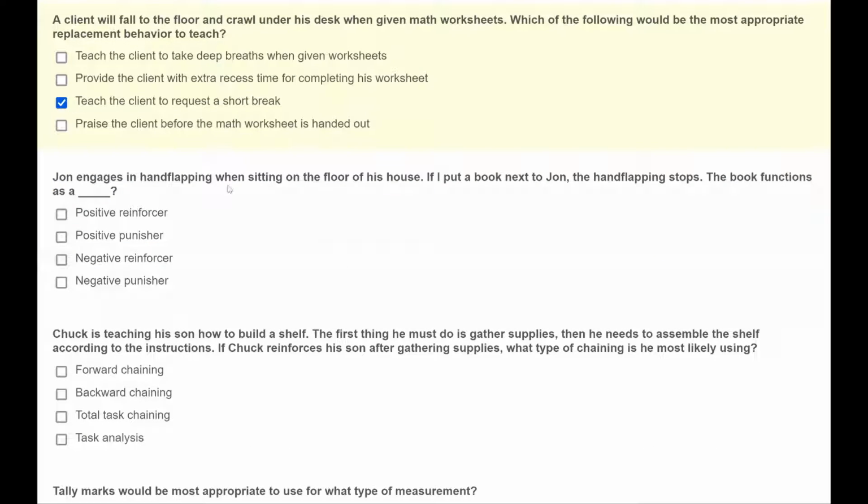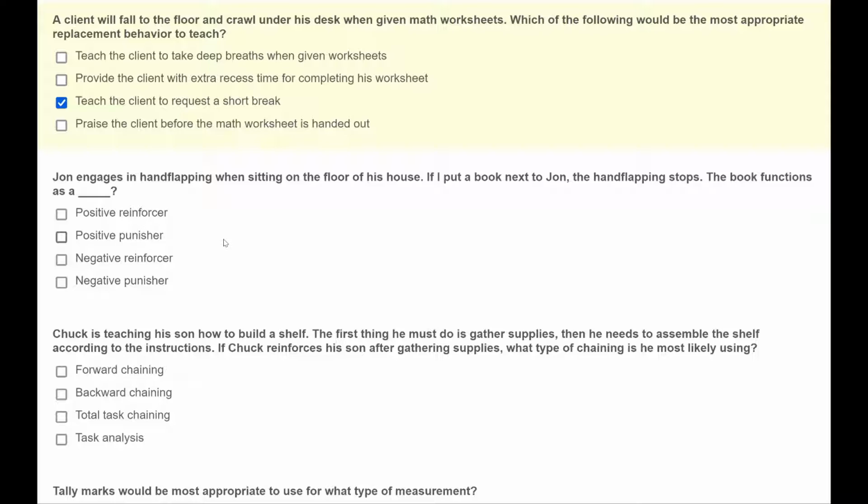John engages in hand flapping when sitting on the floor of his house. If I put a book next to John, the hand flapping stops. The book functions as a blank. What is the question asking about? They're asking about the book, okay, and what it functions as. And if we look at the answer choices, it's a reinforcer punisher question.